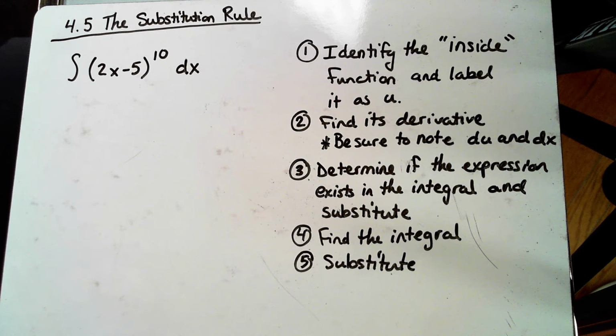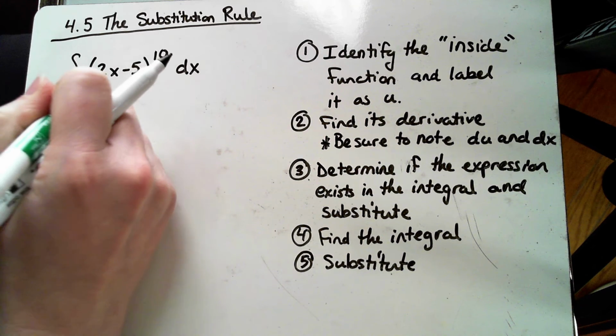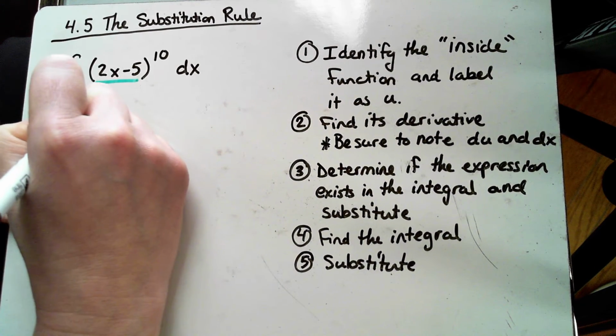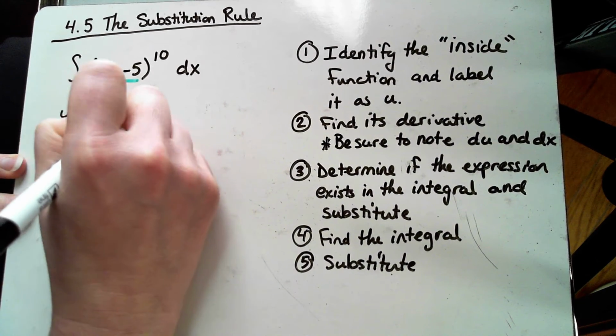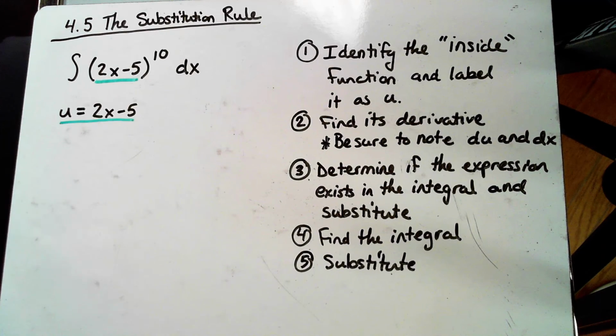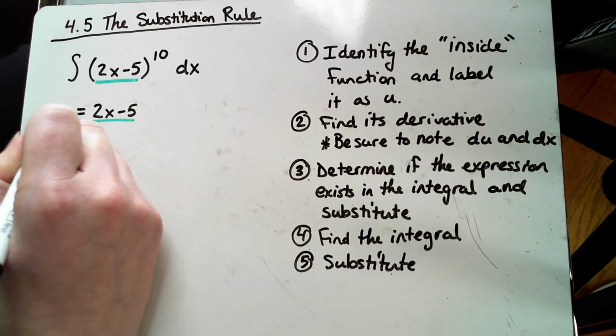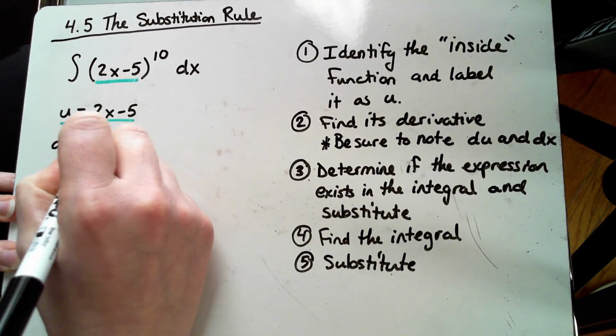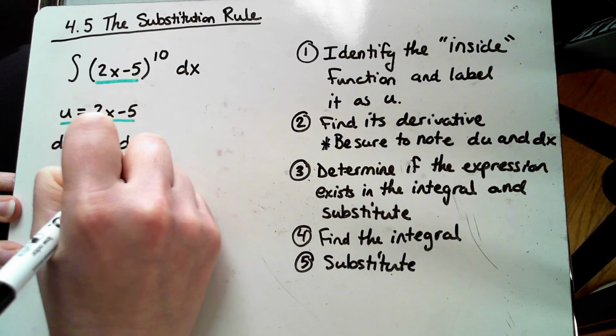Okay, so notice the inside function is pretty easy to see again. We have this 2x minus 5 right here. So that's going to be what I'm going to use for u. u is 2x minus 5. Okay, so now I need my derivative. Derivative of u is just du. Derivative of 2x minus 5 is 2 dx.